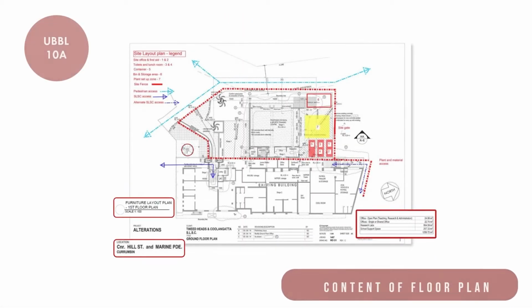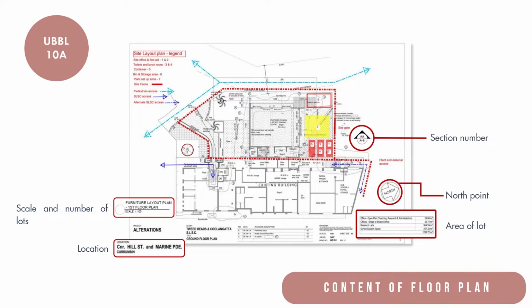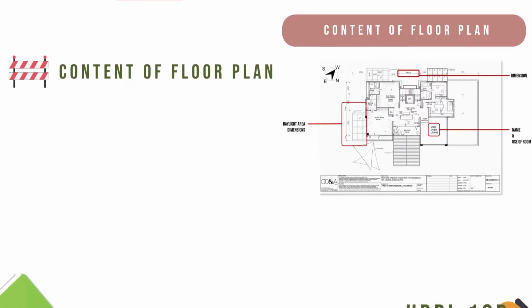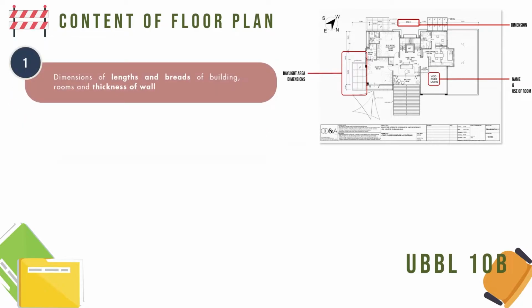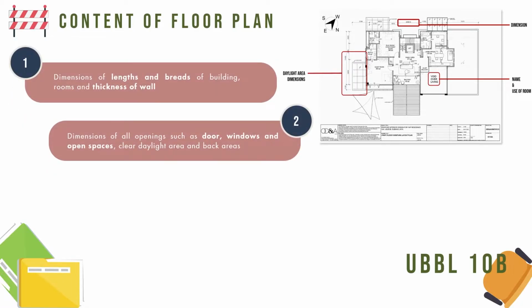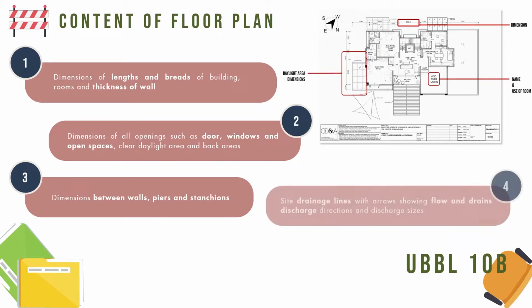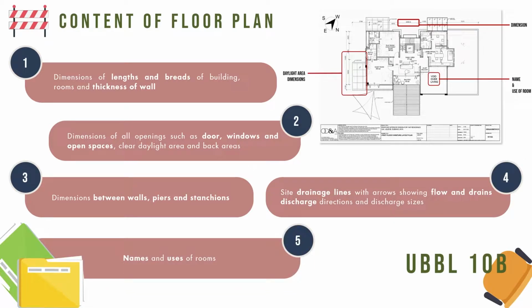Here is an example of a site plan drawing which must include the location, scale and number of lots, area of lot, north point, section number, rainwater tank, site assessing method, and also clearance dimensions. The content of the floor plan mainly includes dimensions for building, openings such as windows, dimensions between walls, piers and stanchions, site drainage and discharge sizes, names and uses of rooms.